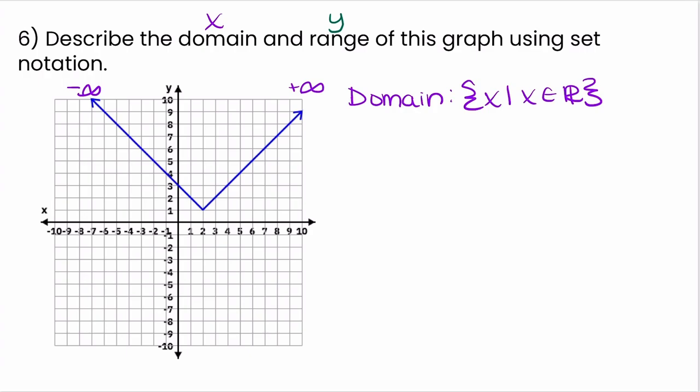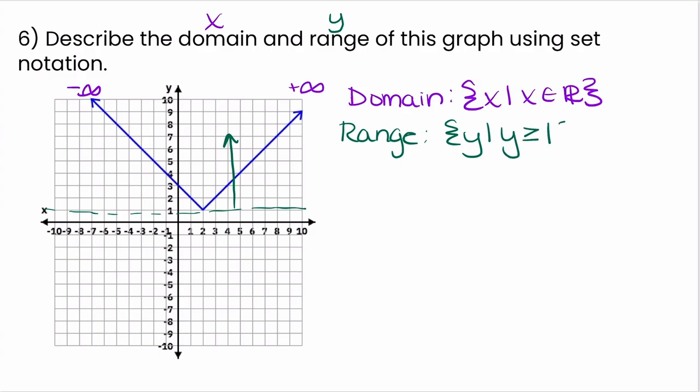Now let's think about the range. The lowest y value is 1, okay? And then it includes y values that are above that, okay? So we could say that the range is all y such that y is greater than or equal to 1. Okay, so that's the domain and range.